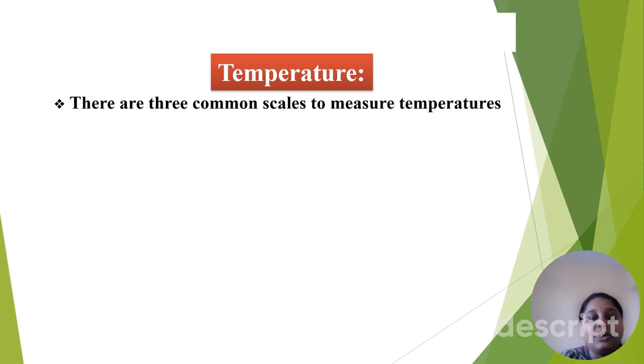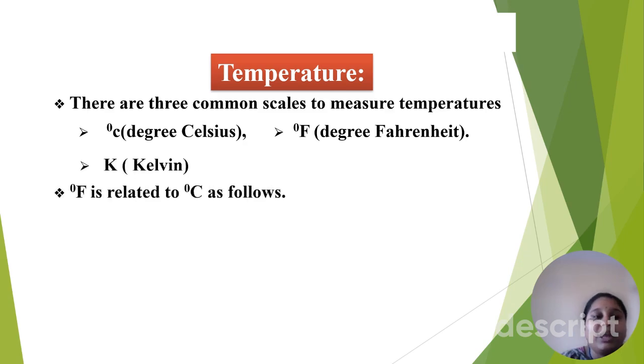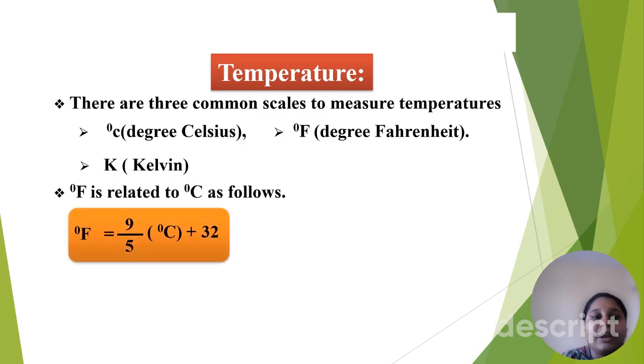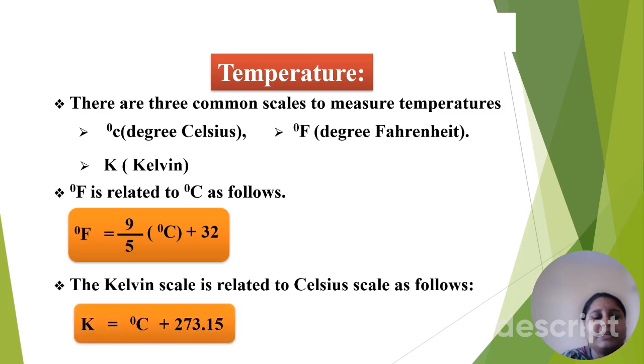Temperature. There are majorly three common scales used to measure temperature: degree centigrade, degree Fahrenheit and Kelvin scale. Degree Fahrenheit is related to degree centigrade as degree Fahrenheit is 9 by 5 degree centigrade plus 32. Kelvin scale is related to Celsius as degree centigrade plus 273.15.